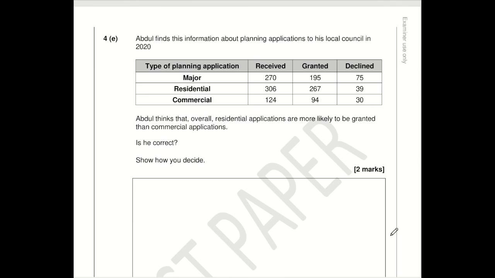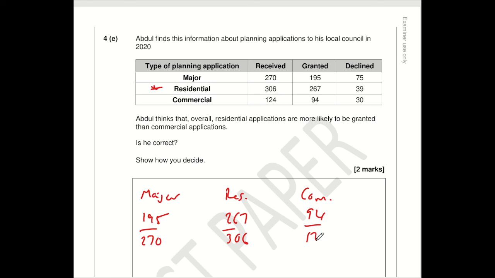Okay, so Abdul thinks that overall residential applications are more likely to be granted. So what I would do is work out what percentage of major, residential and commercial are granted. So for major, it's 195 out of 270. For residential, that's 267 out of 306. And for commercial, that's 94 out of 124.